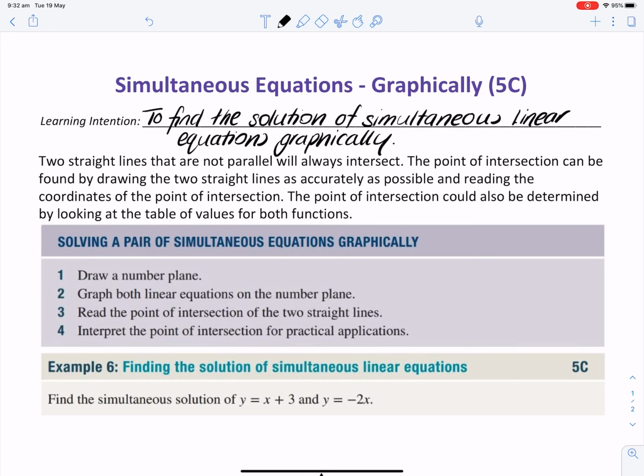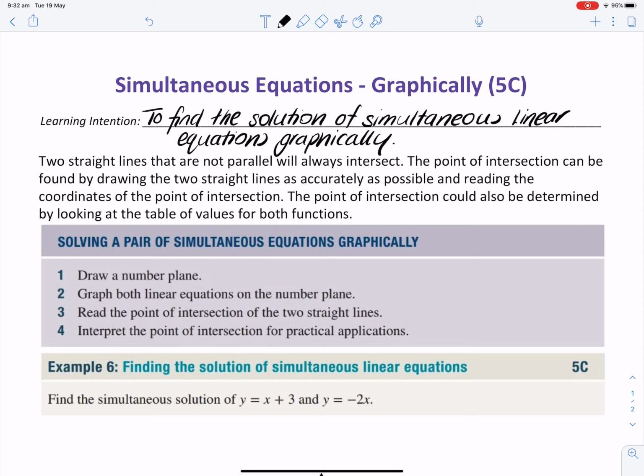Okay, so this lesson we are looking at solving simultaneous equations graphically. Before I get into it, you will also notice that there is an exercise in your textbook, 5D, where you solve simultaneous equations algebraically. That's actually not in the standard syllabus.